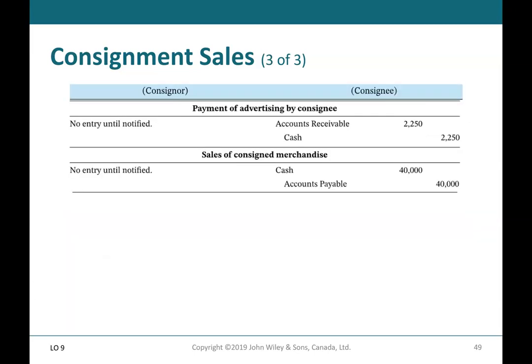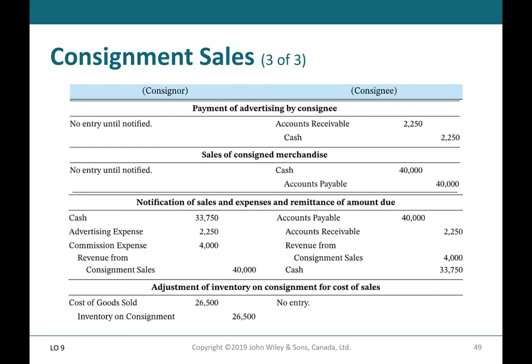Consignment Sales 3 of 3. Payment of advertising by consignee. Consignor, no entry. Consignee, debit accounts receivable $2,250, credit cash $2,250. Sales of consigned merchandise. Consignor, no entry. Consignee, debit cash $40,000, credit accounts payable $40,000. Notification of sales and expenses and remittance of amount due.